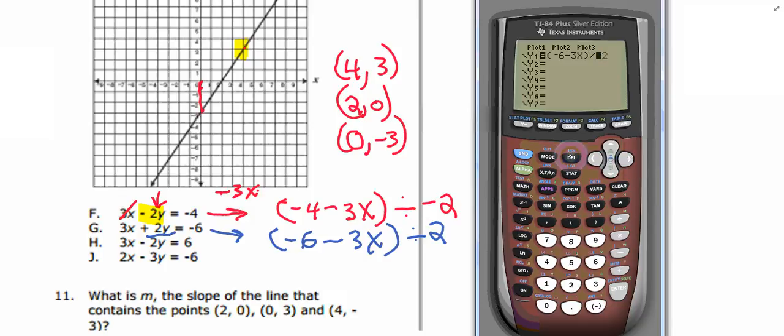So I'm just going to hit the delete key one time. And now I'm going to go to my table. And I see that 0 is equal to -3, which is good. Let's go look at 2. When x is 2, it's -6. At 2, we need it to be 0. So it's not going to be that one. So let's move on down to H.